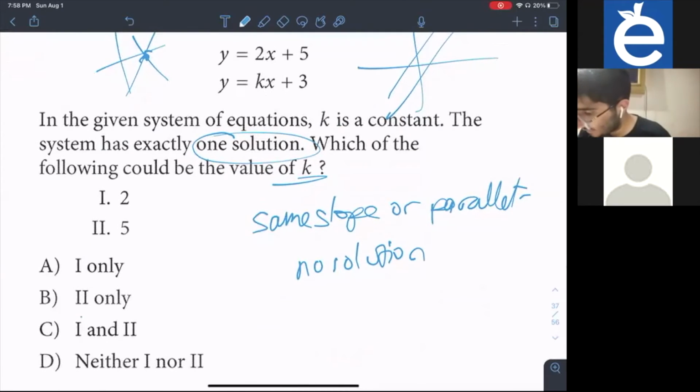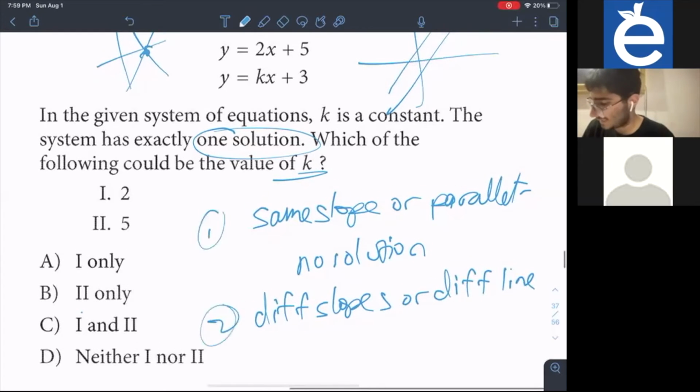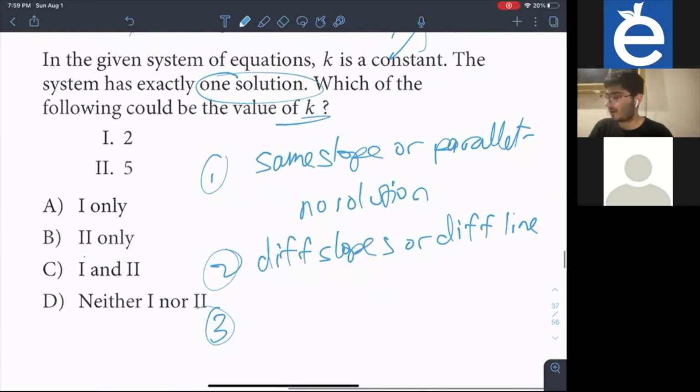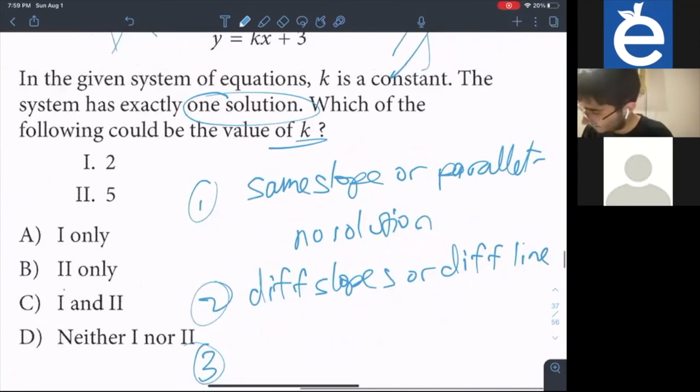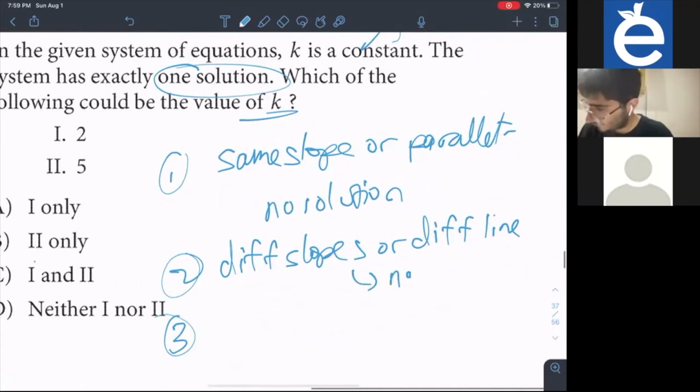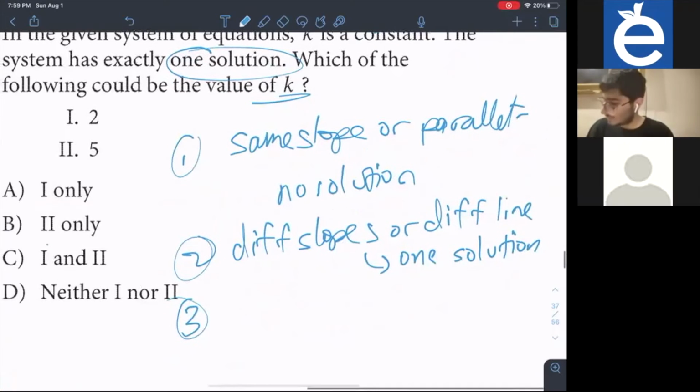One solution means that they have different slopes, or different lines, basically. One case, second case. Now, the third case would be where they are the same slope versus different slope. Another one would be, this is one slope, one solution. Now, infinitely many solutions.